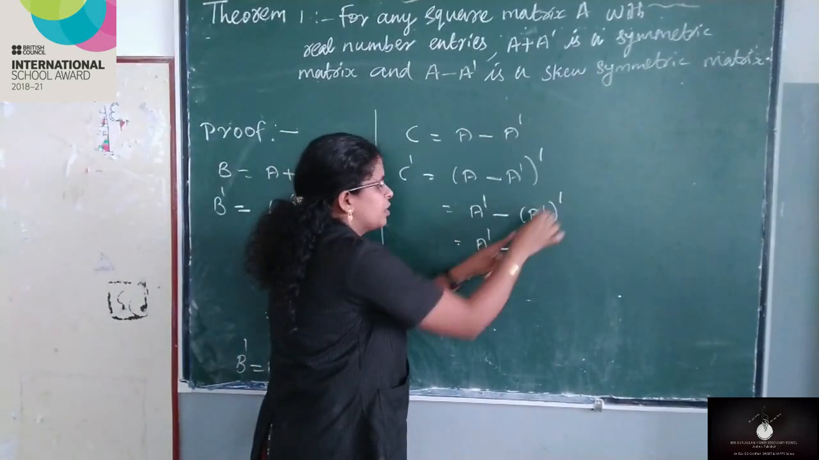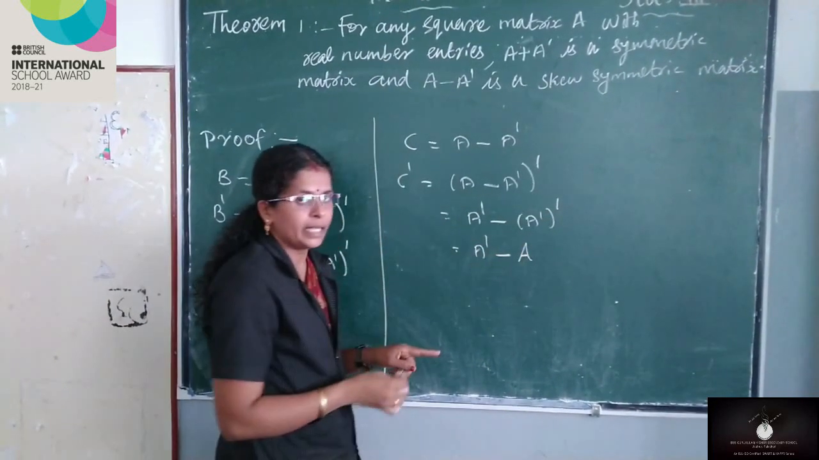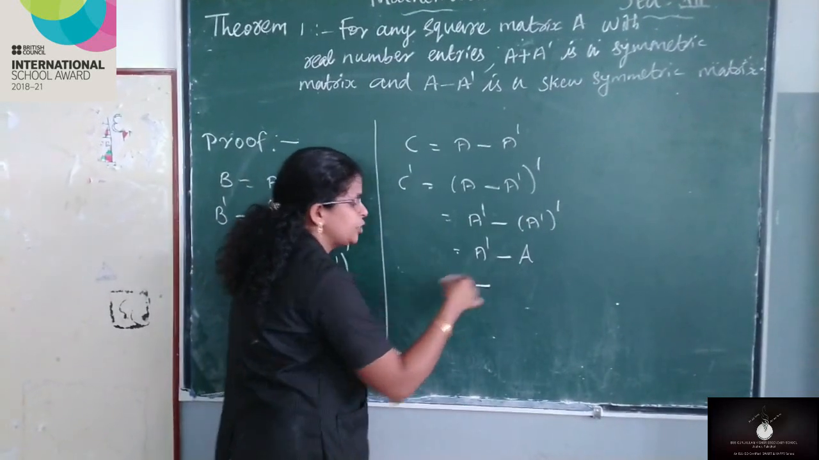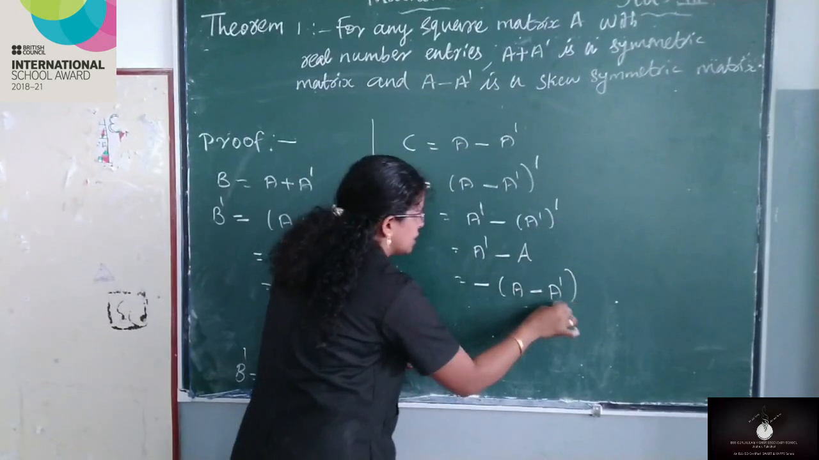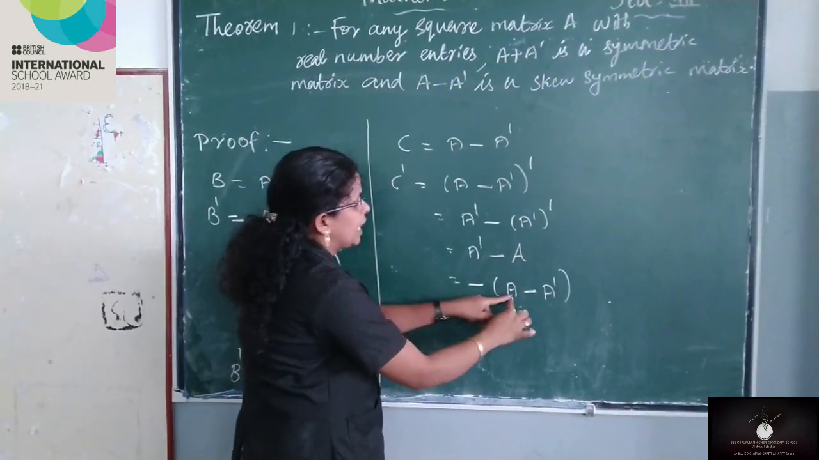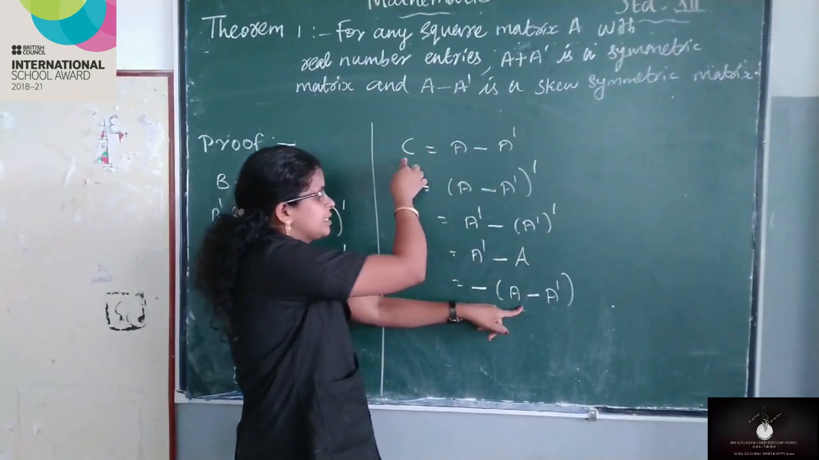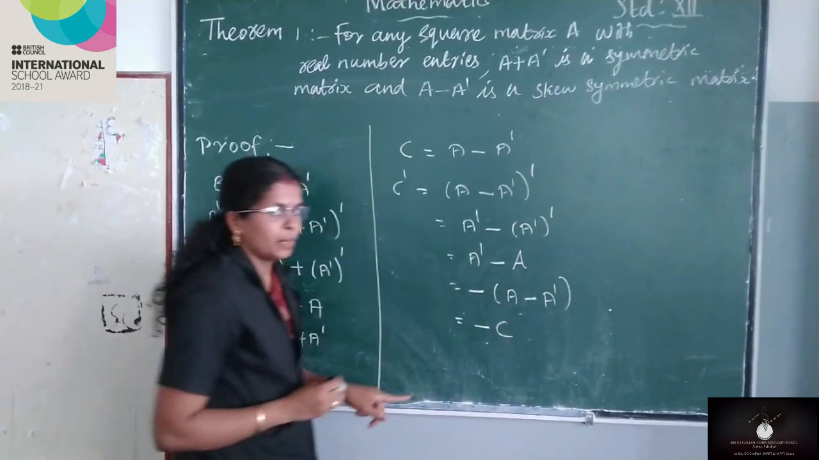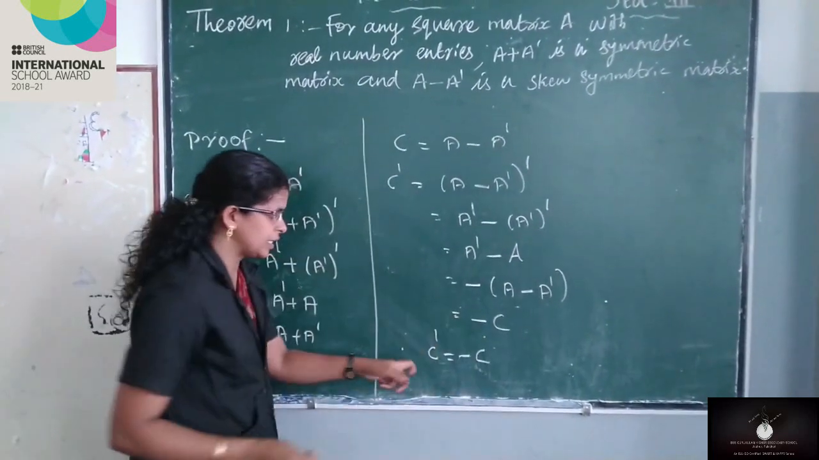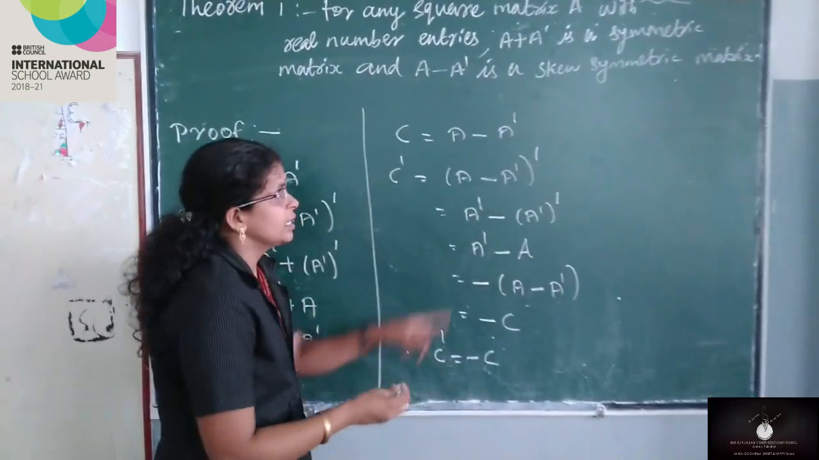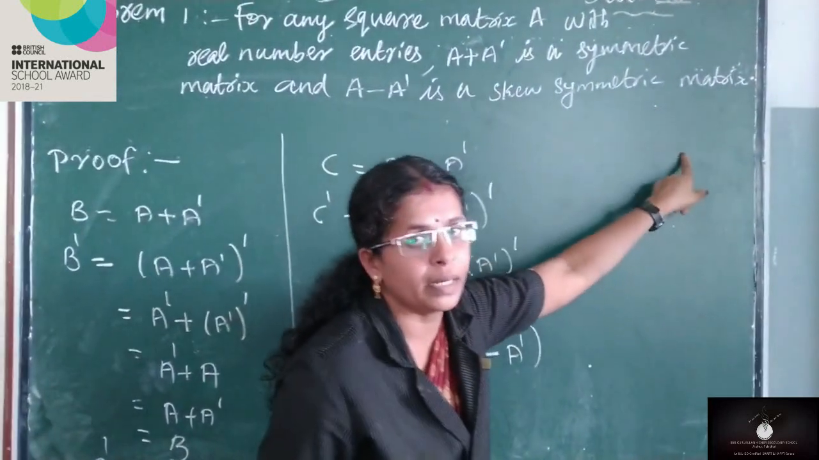A transpose whole transpose is equal to A. So from this we can take the negative outside. That means minus of A minus A transpose, which we consider as C, so it is equal to minus C. Therefore C transpose equal to minus C, which means it is a skew symmetric matrix.